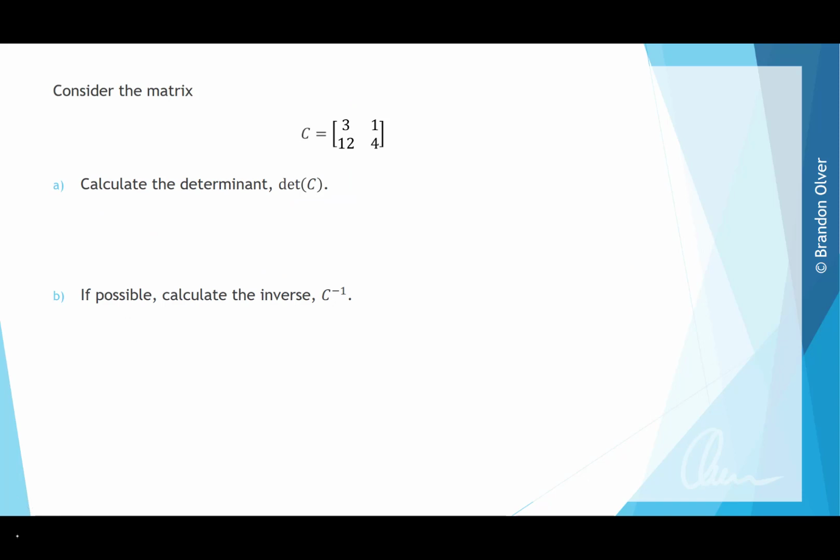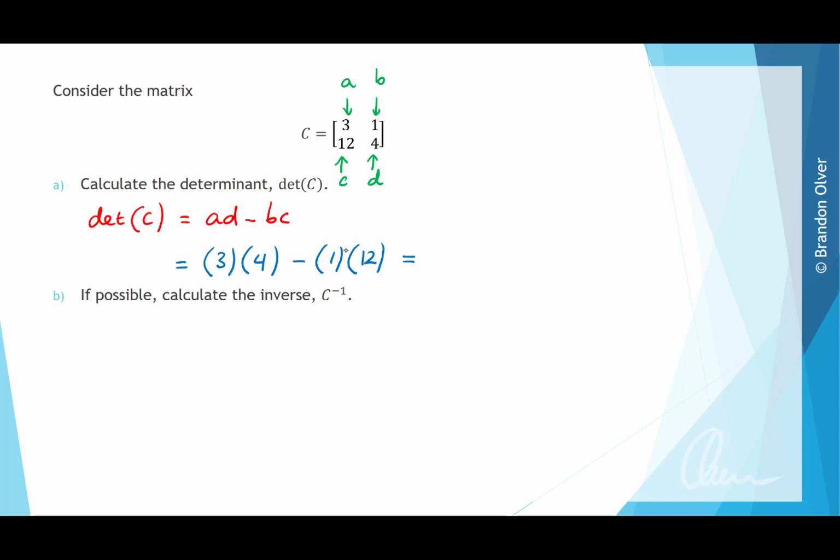In the next example, we're going to consider the matrix C as shown, and the first thing we can do is label the entries as A, B, C, and D. And now for part A, we want to calculate the determinant of C. So we know that the determinant of a matrix is going to be equal to AD minus BC. So for this matrix C, we have A is 3 times D is 4, minus B, which is 1, times C, which is 12. If you evaluate that, you have 12 subtract 12, which equals 0. So because the determinant is 0, it is not possible to calculate the inverse C^-1.